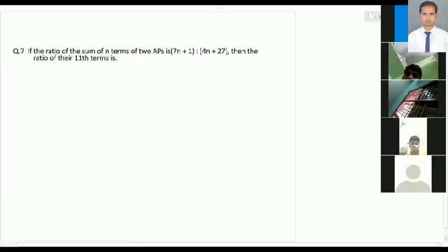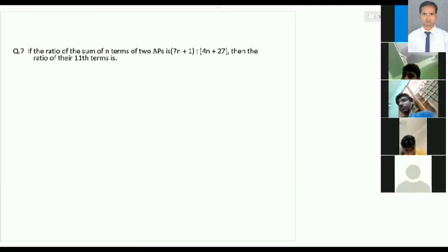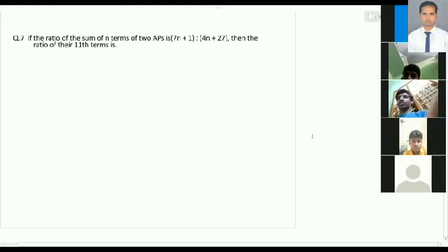See here, 7th question. They are saying that if the ratio of sum of n terms of two APs are in ratio 7n plus 1 divided by 4n plus 27, then find the ratio of 11th term. Solve. All of you solve this question. If you can solve, then raise your hand.